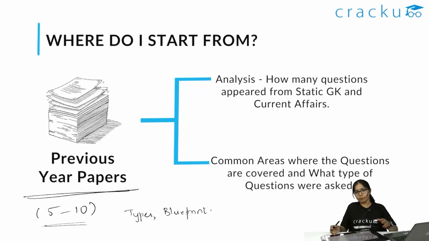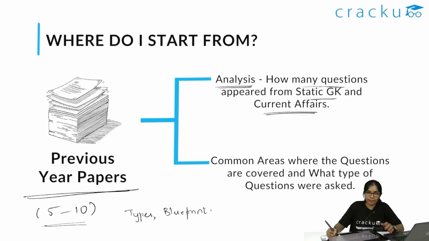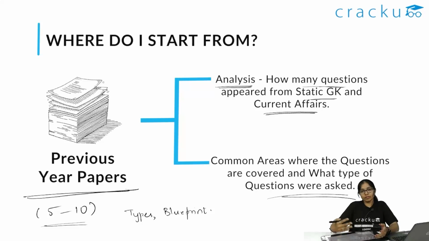How to go through your previous year papers is, firstly, you need to analyze and try to understand how many questions appeared in static GK and how many questions were asked on current affairs, and also try to find out what the common areas are where the questions are covered and what type of questions were asked. By doing this analysis, you'll get to understand what kind of question types can be asked in the coming exam, so that you can prepare accordingly.